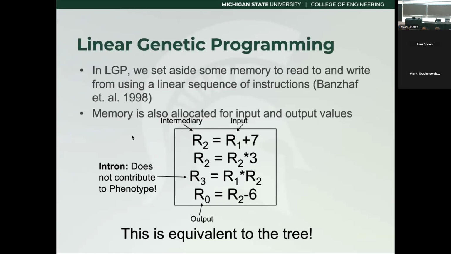In linear genetic programming, we set aside a vector of memory to read to and write from using a linear sequence of instructions instead of this tree model. So in our example, we have register 2 is equal to the input register plus 7. Register 2 is equal to itself times 3. And then we have register 3 is equal to register 1 times register 2. And you'll notice that in the output, in the final line, register 0 is equal to register 2 minus 6. Of course, register 3 does not contribute to register 0 at all, but it's still an instruction. And that's called an intron. And we keep it because it might provide useful genetic material for future generations.